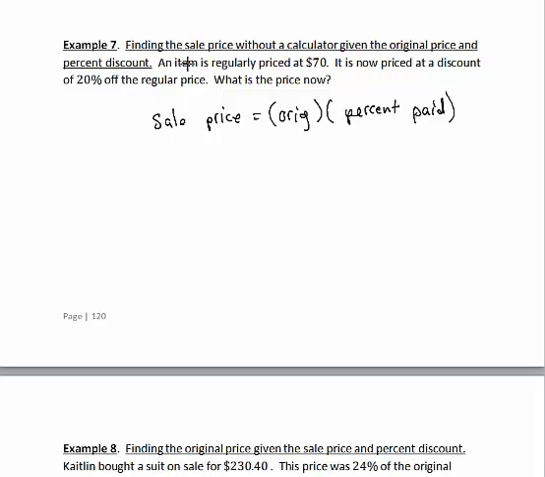The problem reads: an item is at a regular price of $70. It is now priced at a discount of 20% off the regular price. What is the price now? Well, we know we need a percentage, but it's important to realize that this 20% is not the percent that's going to be paid. This is the discounted percentage.